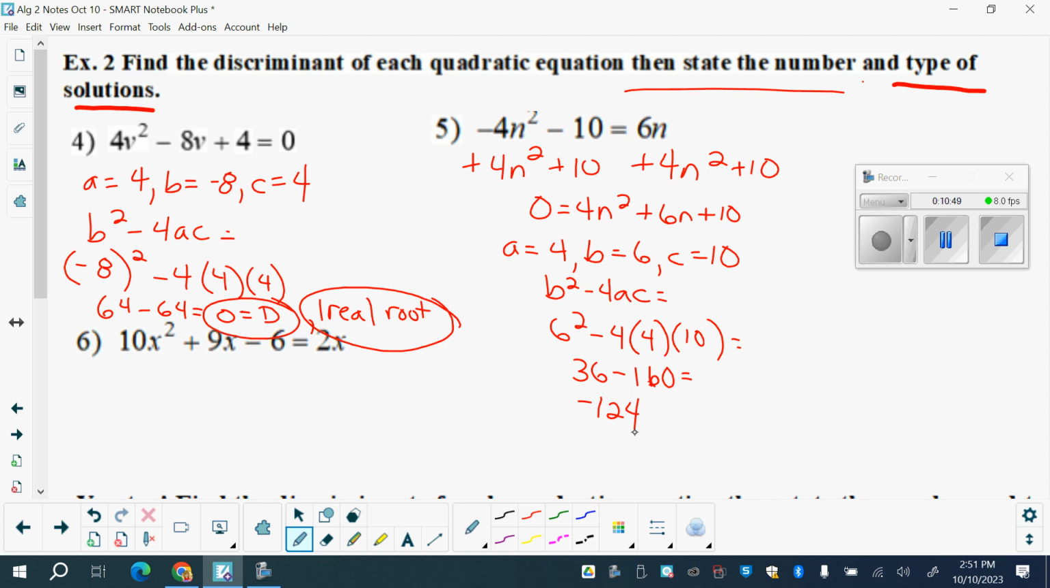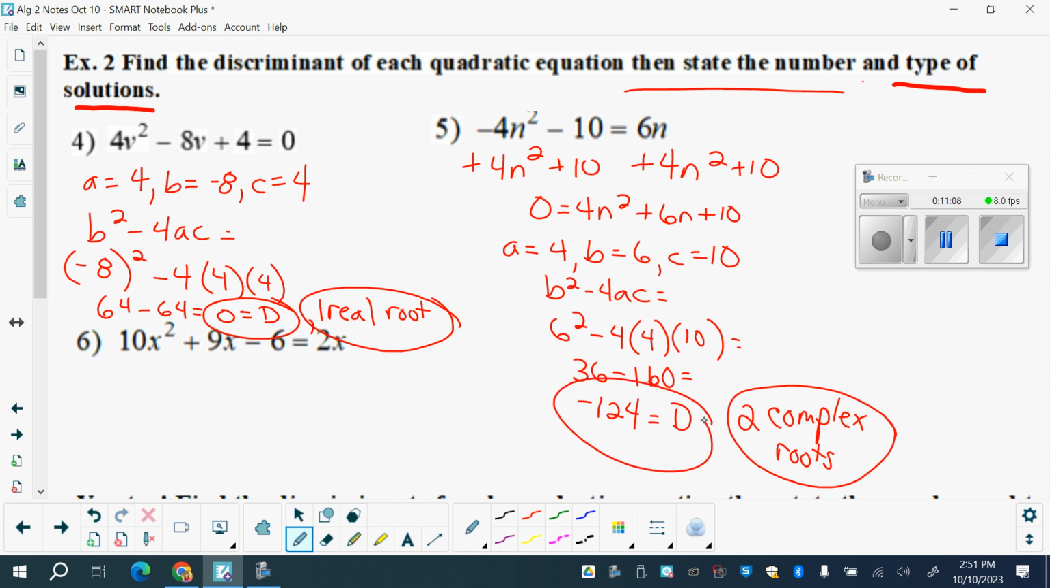So what does that mean about the number and type of solution since I get a negative for the discriminant? Two complex roots. Why complex on this one? That's right, because it's a negative. So if we took the square root of a negative, that's going to give us an i there. So that's why we get the complex roots on this one. Does that make sense?